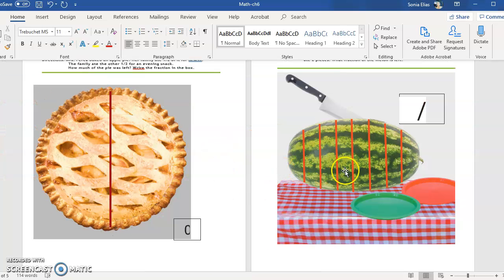Look, like this watermelon. Let's read the directions first.